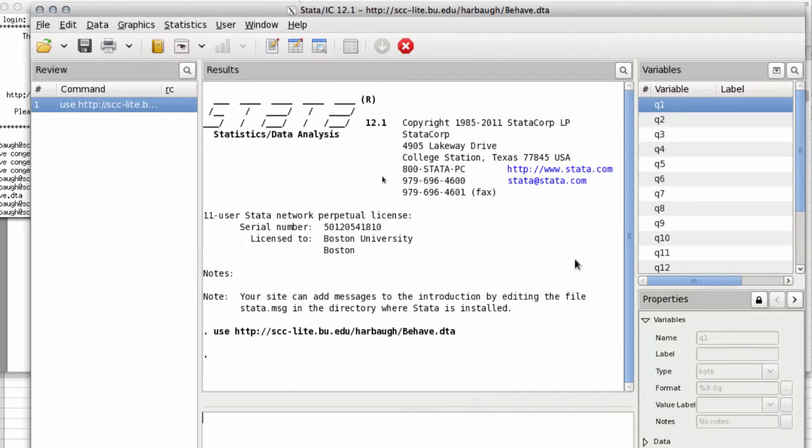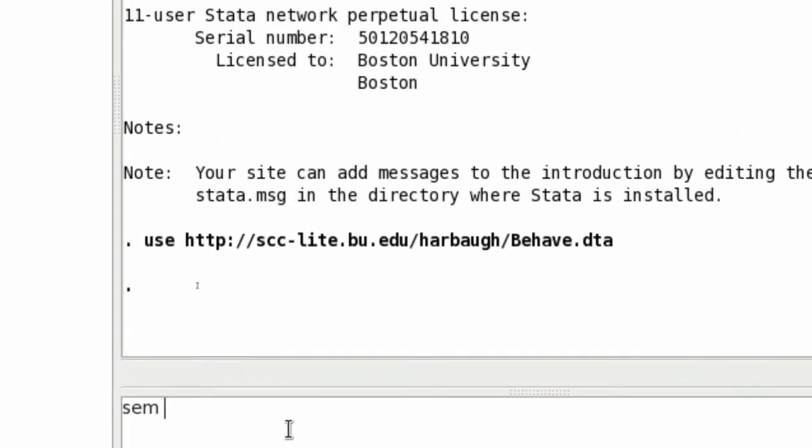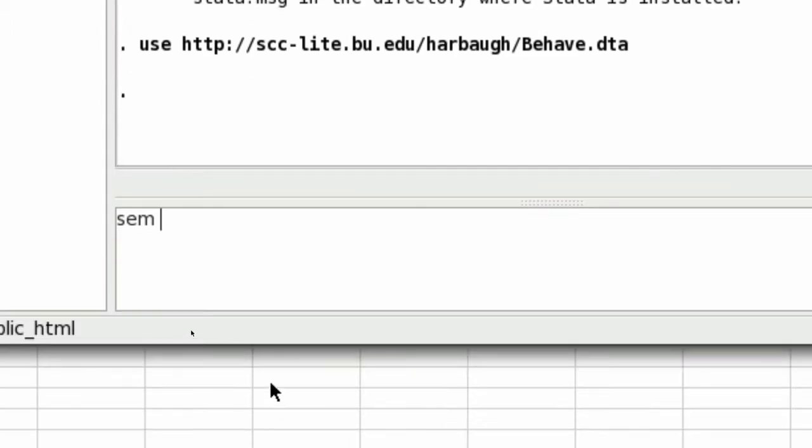So to run this, I'll say SEM. Let me zoom in on this so you can see what I'm typing. I'll call it attent, and attent influences Q1, Q2, Q3, Q10, and Q14. I'll just type each one of them separately.